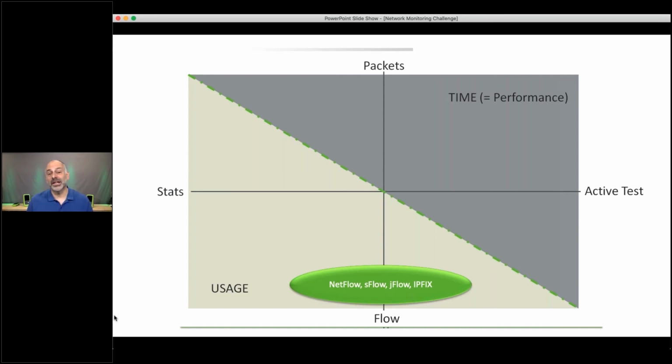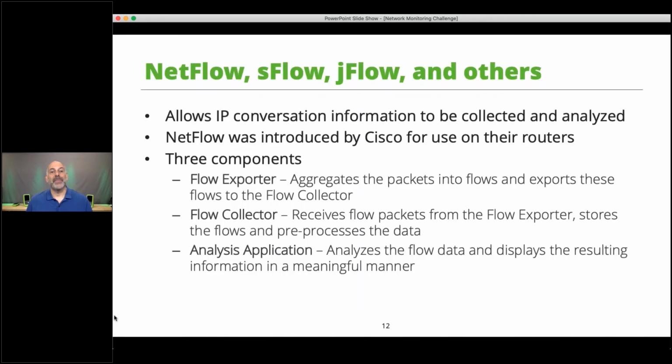And this is where we see technologies such as NetFlow, sFlow, jFlow, and IPFIX come in for collecting that information. So in this case, devices like our routers and our layer 3 switches are collecting that flow information and passing that to a device. This allows our IP conversation information to be collected and analyzed. NetFlow, we see, was introduced by Cisco for doing this within their equipment, and we've seen some other vendors try and roll those sorts of things in as well.